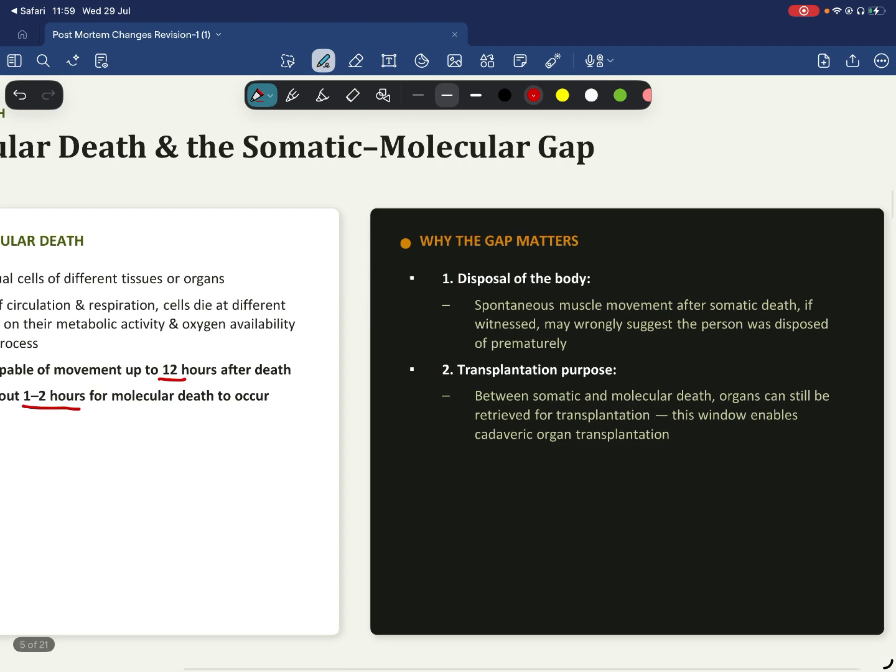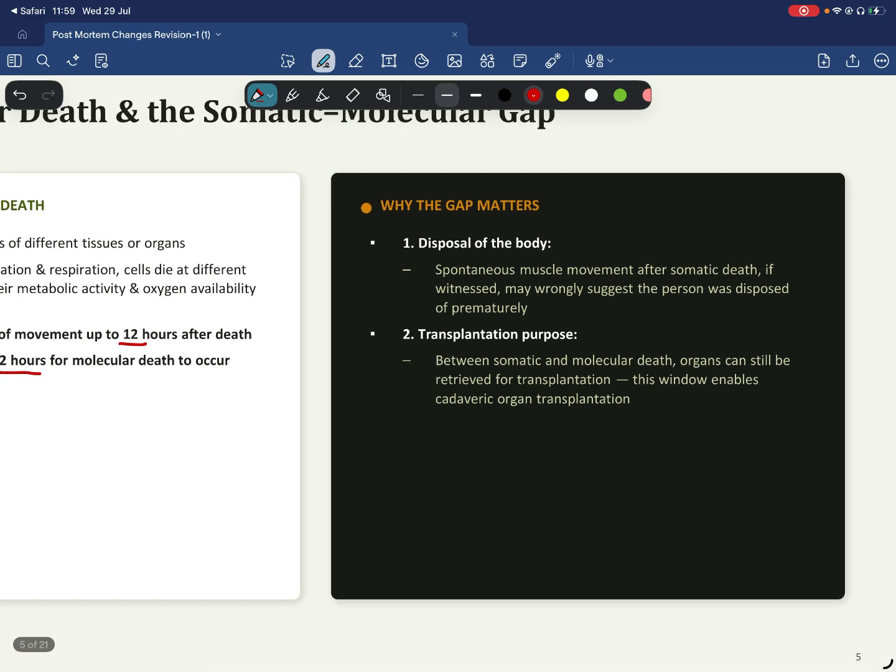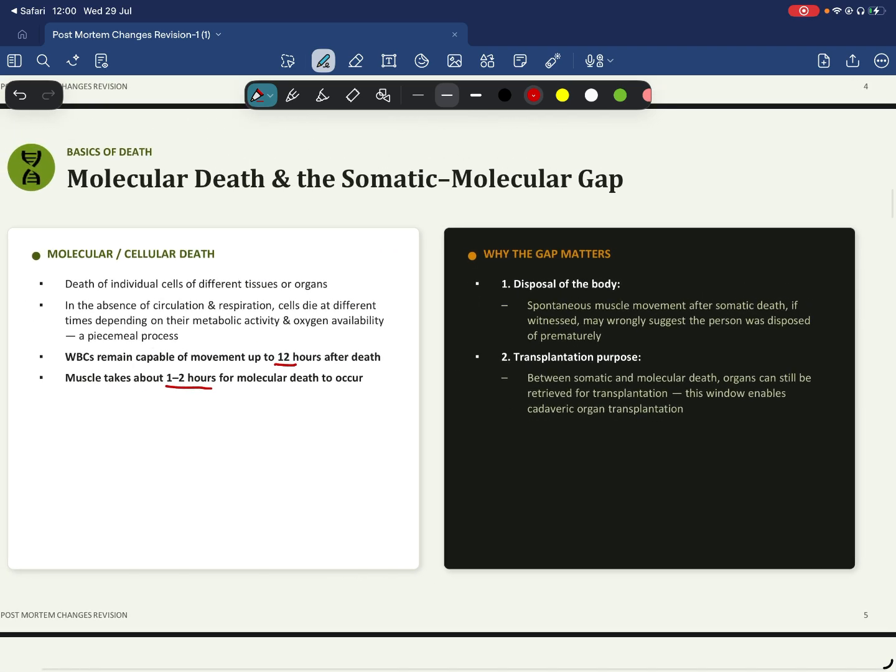This gap is important because in the disposal of a body, the spontaneous muscle movement after somatic death, if seen, may wrongly suggest that the person was disposed prematurely. And for transplantation, in the time between somatic and molecular death, organs can still be retrieved for transplantation. This enables cadaveric organ transplantation.